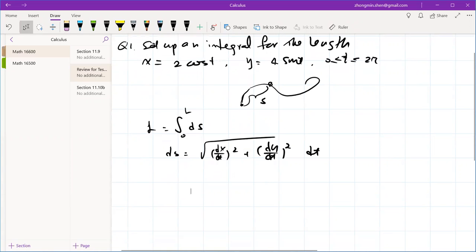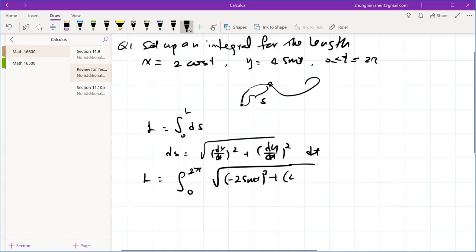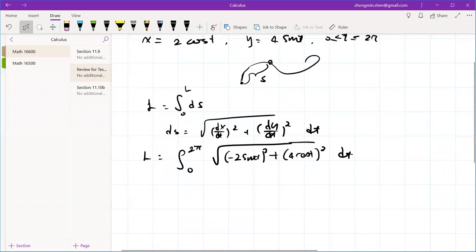So set up an integral for the length, and use the original formula. Then all you have to do is just write down the details. t is from 0 to 2 pi, and the derivative of x with respect to t is going to be -2 sine t squared, plus dy is 4 cosine t squared, and dt. That's it. If you understand the problem, it's simple, just one integral. That's it. It takes only a few seconds to write down the answer.